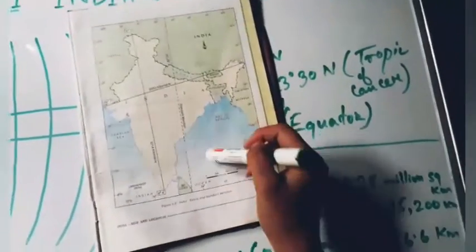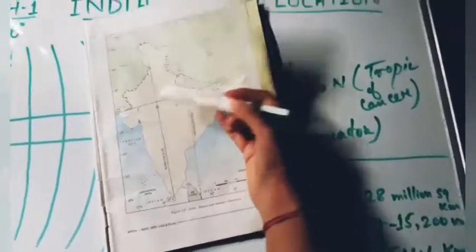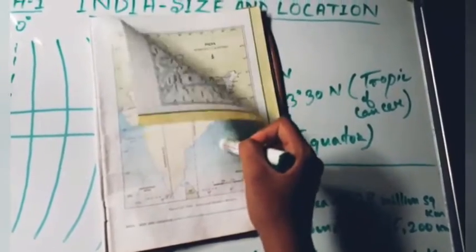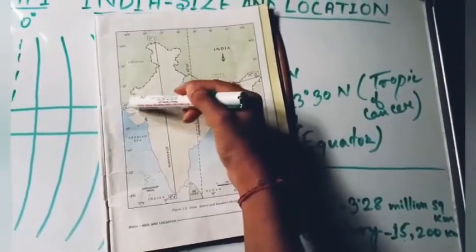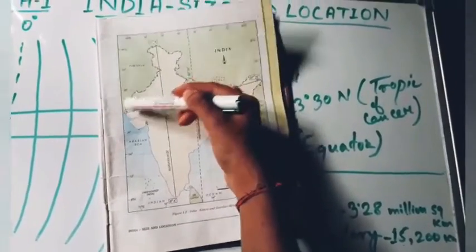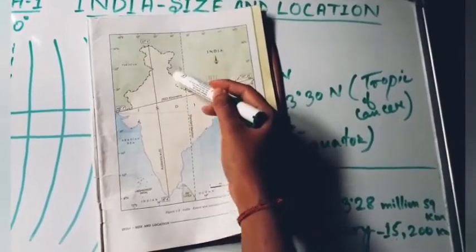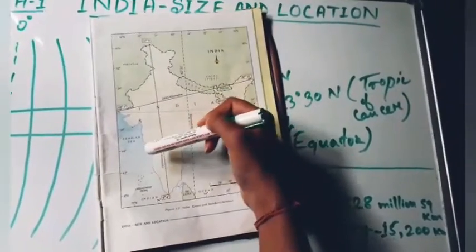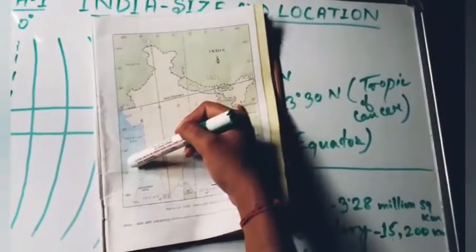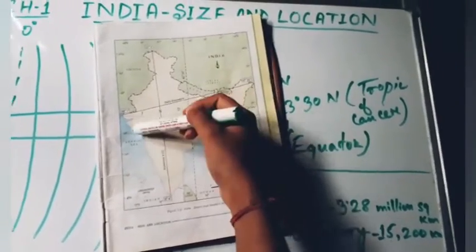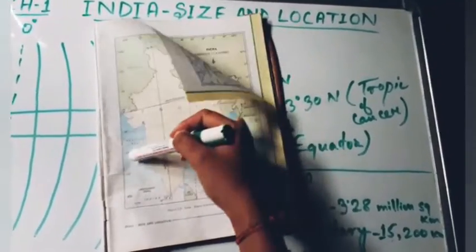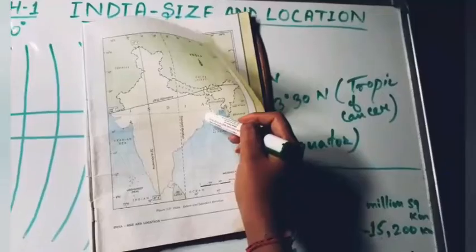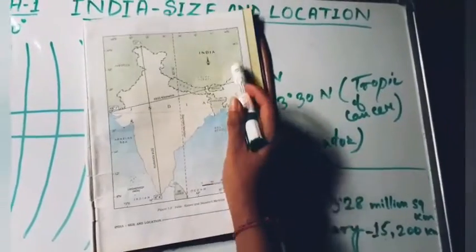You can see this part is water. The green part is land, and the blue one is water. So the boundaries on the land are said to be the land boundary, and we have a land boundary of 15,200 kilometer. And the boundaries which are on the water, that means we are sharing our boundaries also with seas and oceans, these boundaries with water are said to be the coastline, and these we have 7,516.6 kilometer.